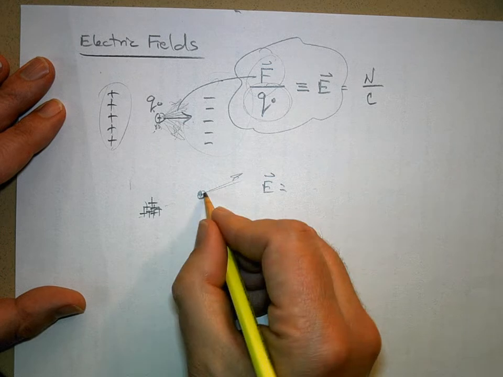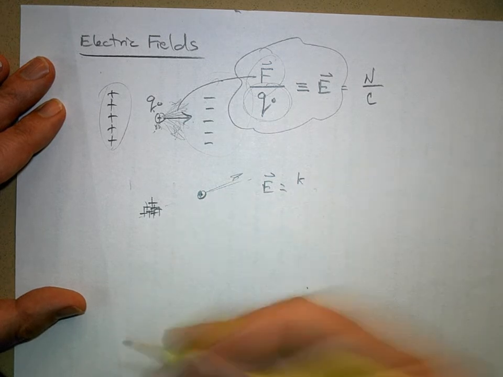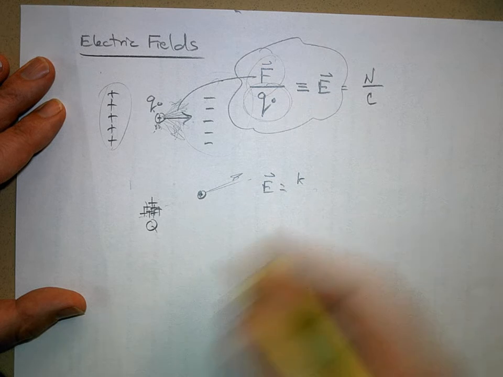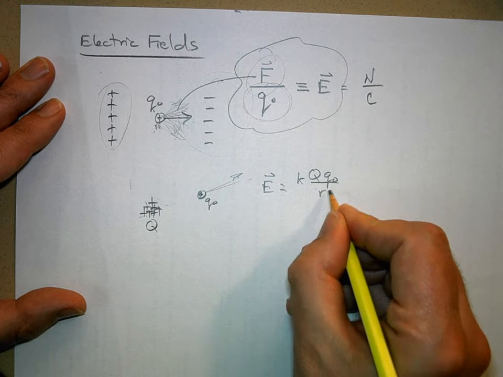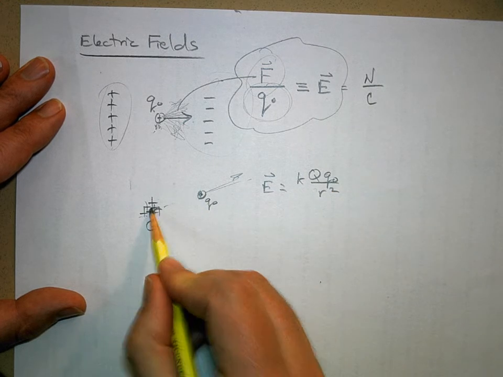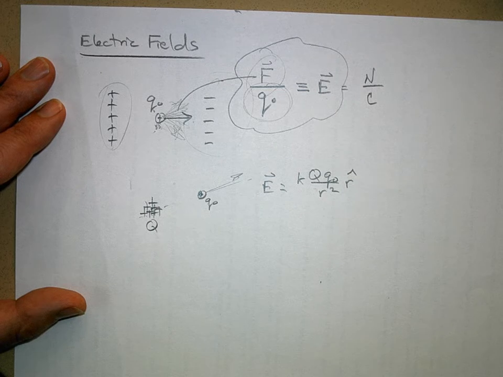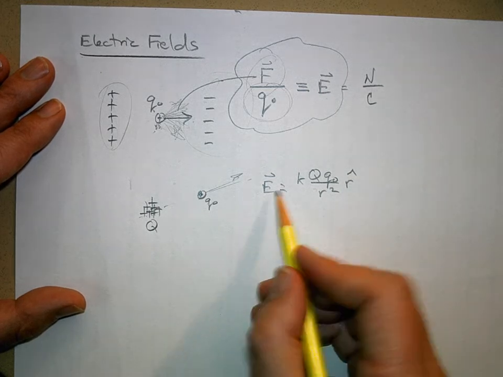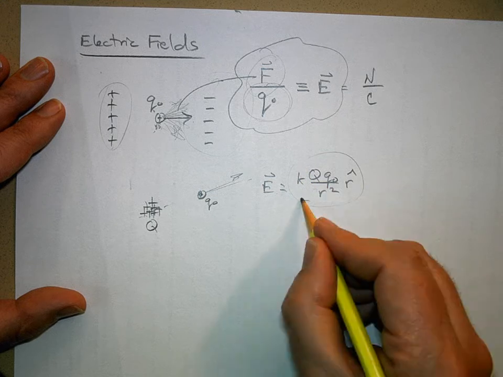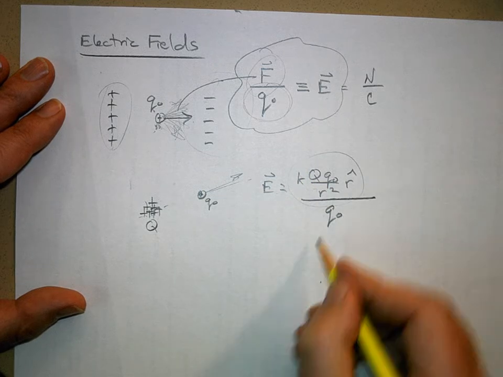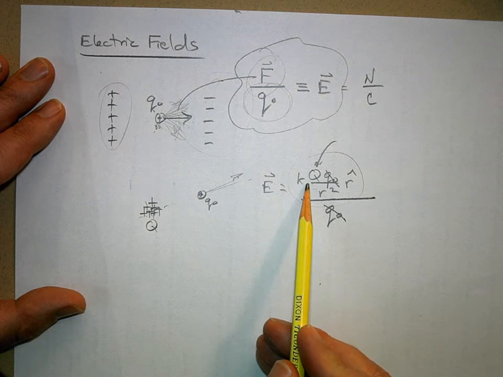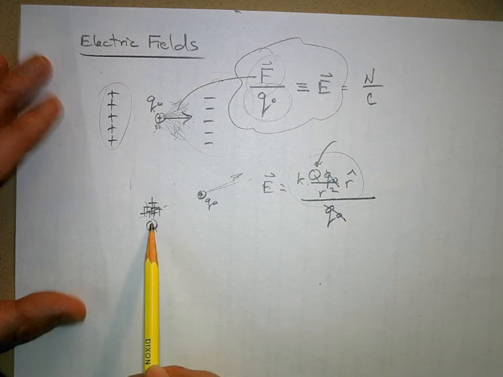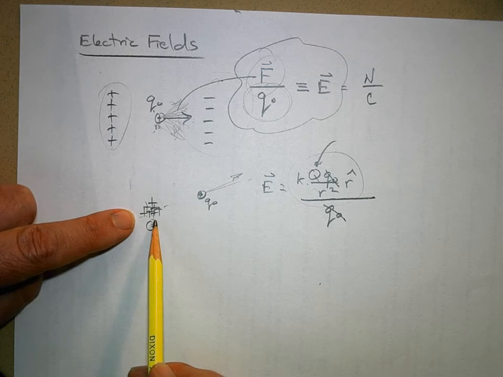The E field is the force, which is K from Coulomb's Law, K, we'll call this big Q, times Q naught. This will be Q naught over R squared. R is the distance between the center of this and the center of this in the r hat direction. Well, the electric field, this is the force. We divide that by the test charge. So the test charge cancels out. So what does this Q stand for right here? This is the charge that's at the center, at the point that's causing the field.